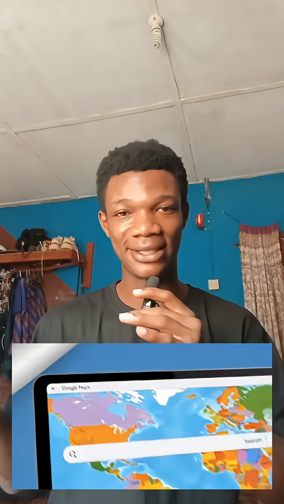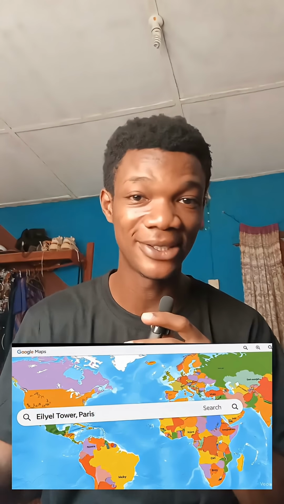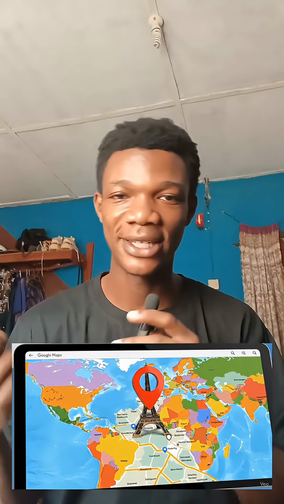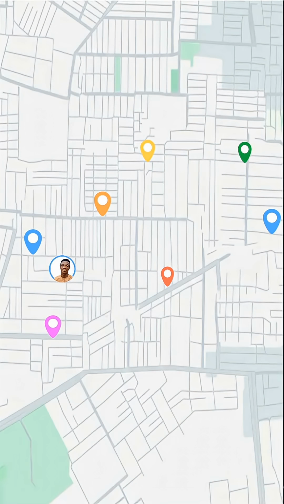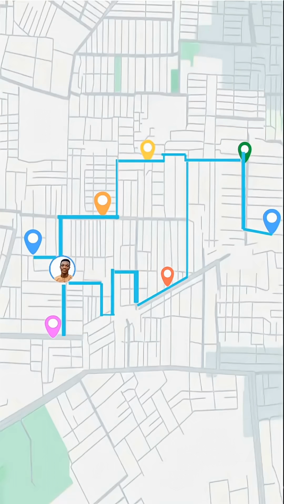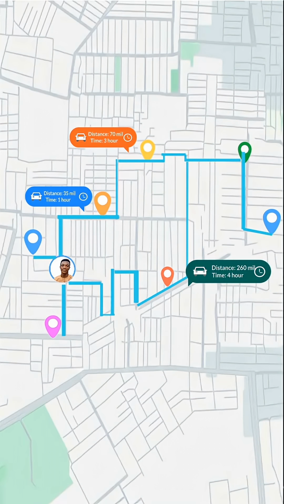Ever wondered how Google Maps or any other navigation app instantly finds the absolute fastest way to get you to your destination? Well, it's all thanks to one clever algorithm, which is Dijkstra's algorithm. To a computer, roads are edges, and the cost to travel is time or distance. The algorithm's only job is to minimize the total cost.